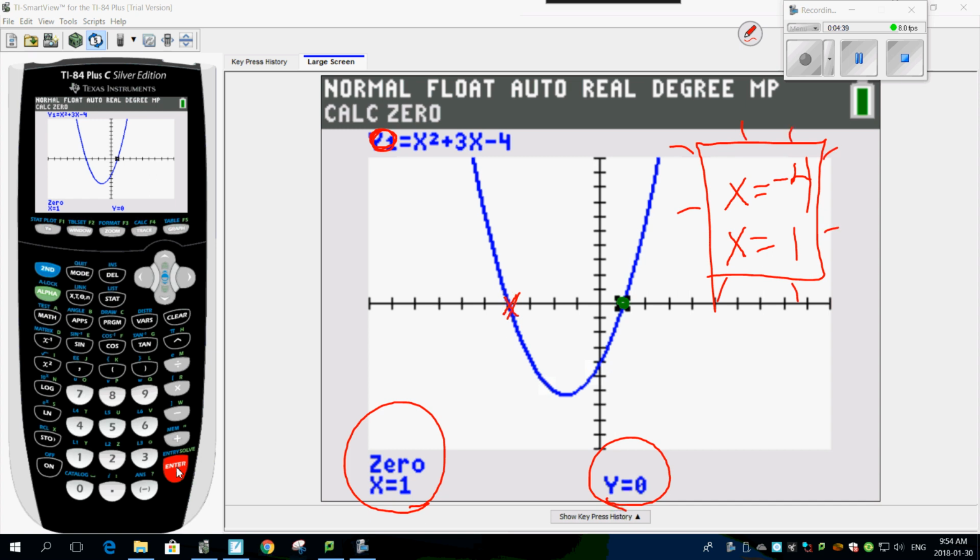So make sure you make a habit of that because I know a lot of people like to say, oh, well, the coordinates of that are 1, 0. That's not what it's looking for. It's just looking for the x values, this value and this value. And you got -1, or I should say -4 and 1 as your 2 values.